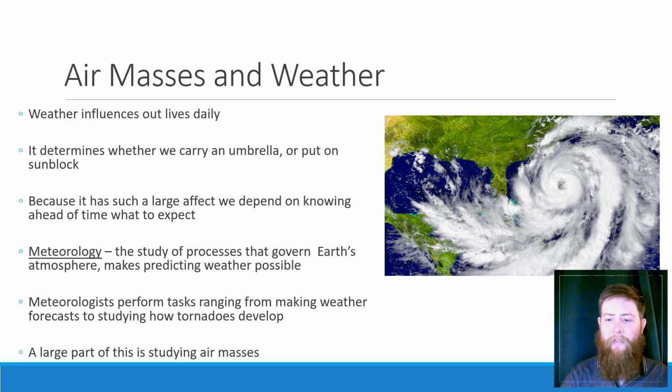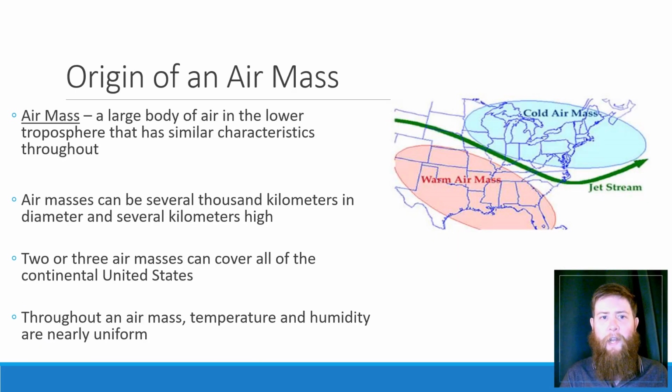So a lot of this is studying air masses, so we're going to jump into air masses. An air mass is a large body of air in the lower troposphere that has similar characteristics throughout. So what you would expect is that a chunk of air is all going to have about the same humidity level and about the same temperature. If it's going to be 60 degrees, it's probably going to be 60 degrees for that whole air mass.